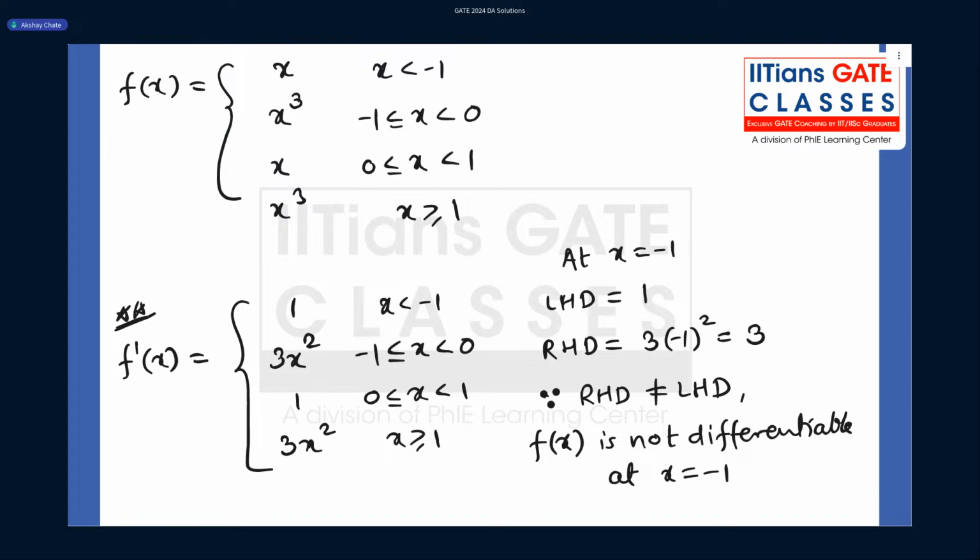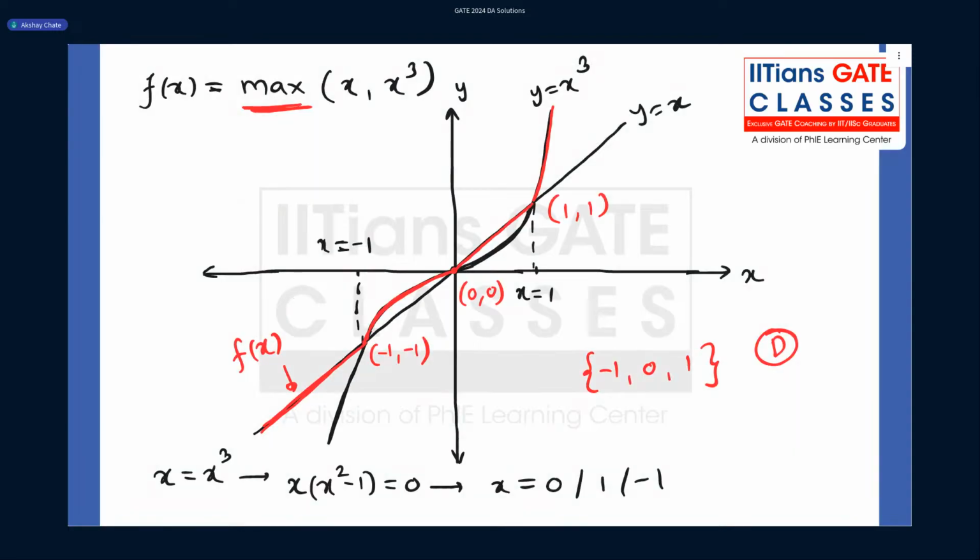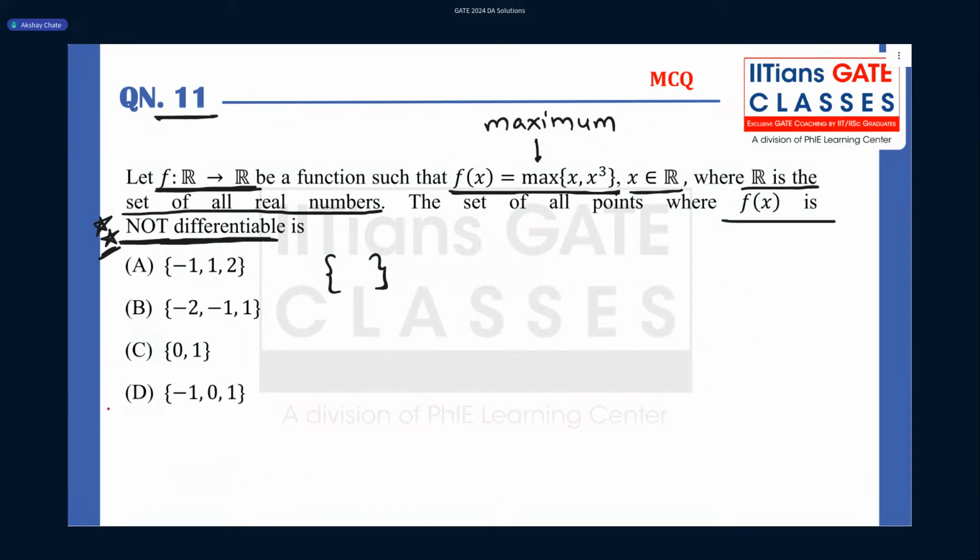And similarly, you can check for x equal to 0. From here itself, you'll see when you put x equal to 0, left hand derivative becomes 0 and right hand derivative is 1. So again, it's not differentiable. And at x equal to 1, left hand derivative is 1 and right hand derivative is 3. So there also it's not differentiable. So there are 3 points at which this function is not differentiable. And those points are -1, 0 and 1. And that is actually, I think, option D. Yeah, so option D is the correct option.